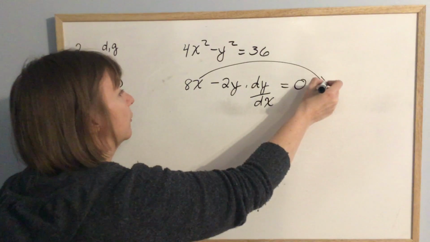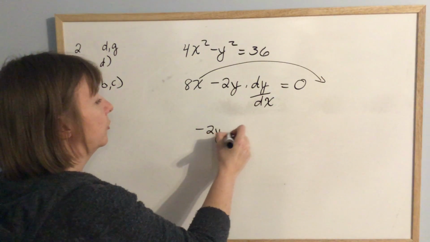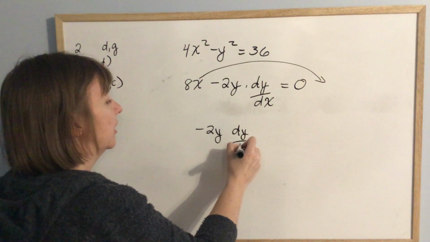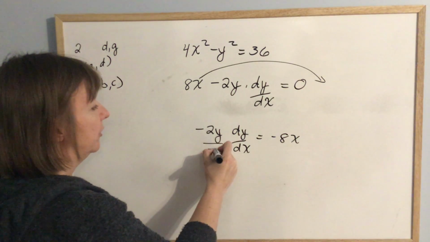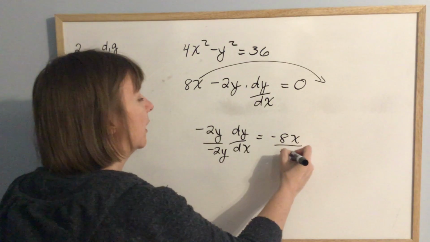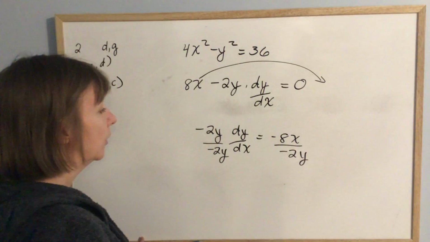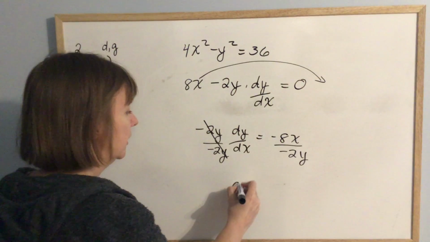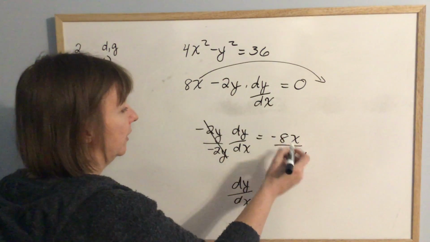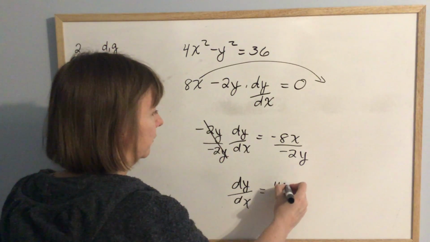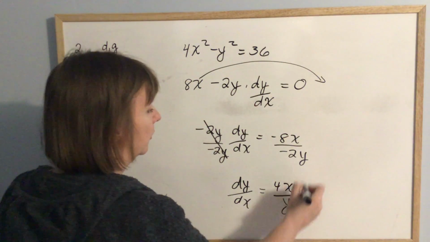So I would move this over here, so I have negative 2y dy over dx is negative 8x. So I would divide this by negative 2y, so that that's gone. And I have dy over dx is negative 8 divided by negative 2, which is positive 4x over y.